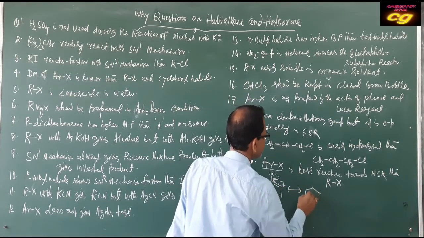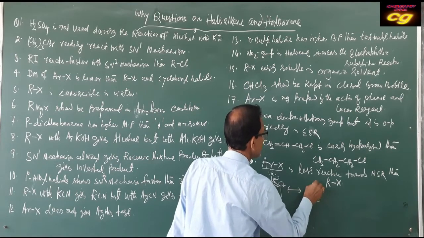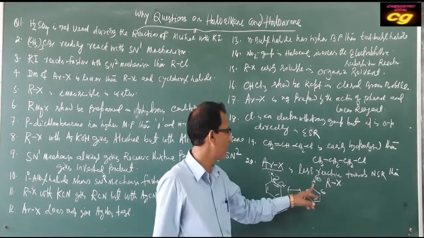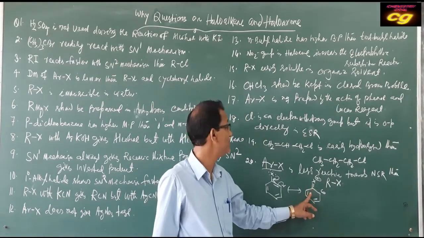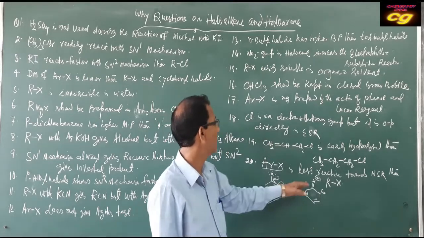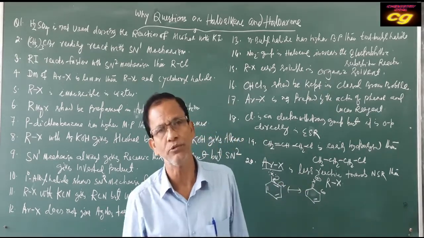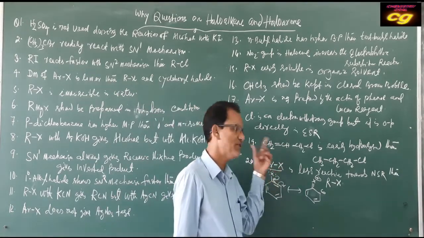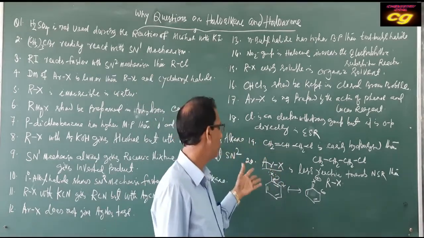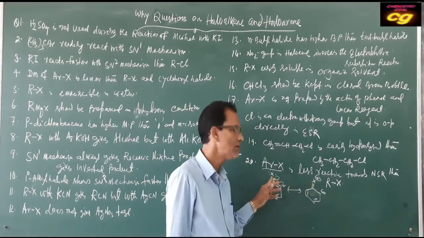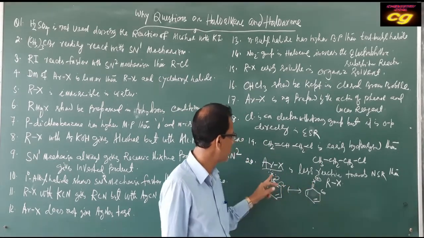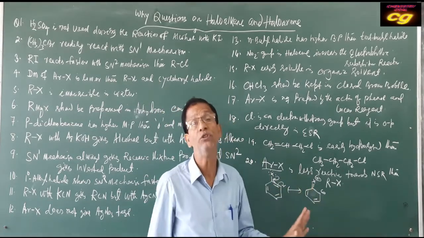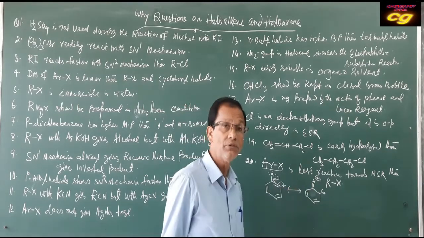It forms a double bond. Due to formation of double bond between benzene and halogen, the halogen cannot be easily substituted by a nucleophile. That's why HALOARENE generally does not show nucleophilic substitution reaction, because of the double bond formation of halogen with the benzene ring due to resonance. So you have to write like this and you have to draw the structure.